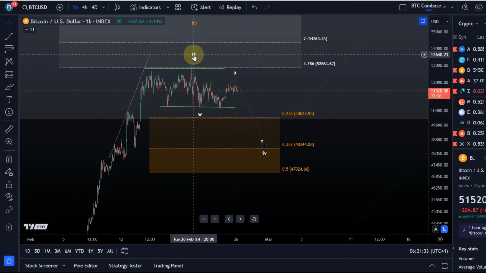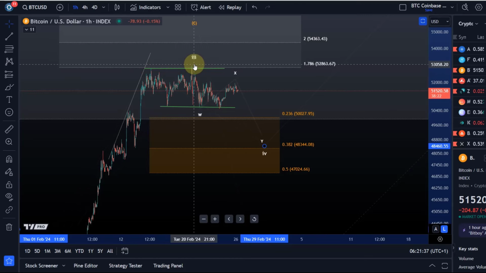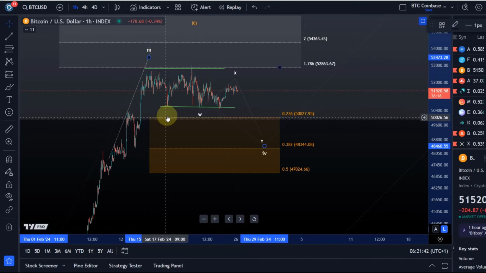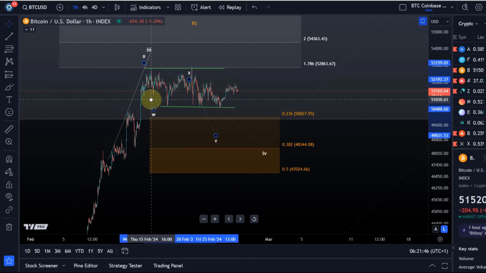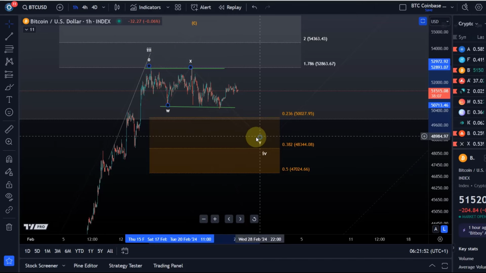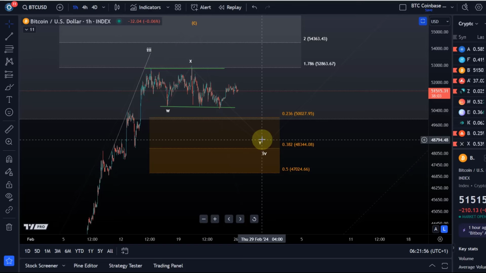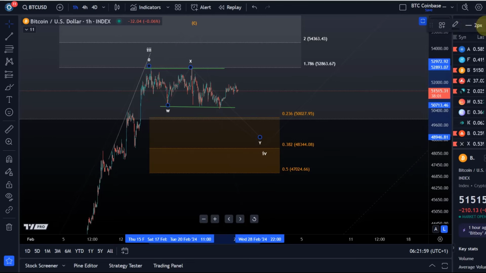So the first problem I have, I could say the wave 3 finished here, or the wave 3 finished here. Does it make a great difference? Not really. I could even, if the price finished here on the 15th of February, which I actually think looks better, I could still say that this is a wave W, this is a wave X, the move down is the Y wave, and then we are simply looking in this WXY. By the way, I need to change the wave degree.